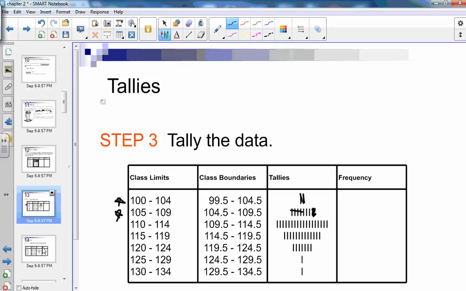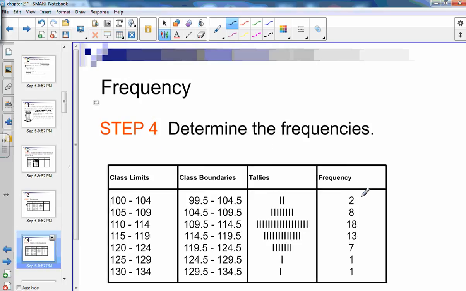All right, and then your frequency. Frequency is just simply the number of pieces of data. So all you have to do is just count them up, and that's equivalent to the frequency. So frequency just tells you how many. So your last step here, step 4, determine the frequencies. And this here is your completed frequency distribution.